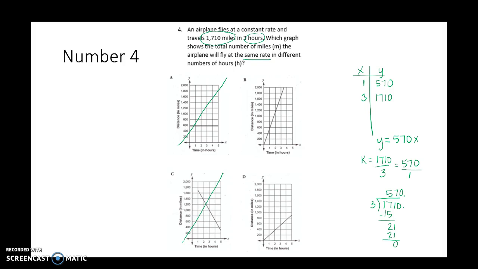Well, now I want to go ahead and check my coordinates on my graph. So the first one is 1 and 570. So 1, 570, 3, 1,710. It's looking pretty good. Let me check this one. So 1 and 570, well, it's not even going through that point. So that one's not right either. All right, we have our answer.